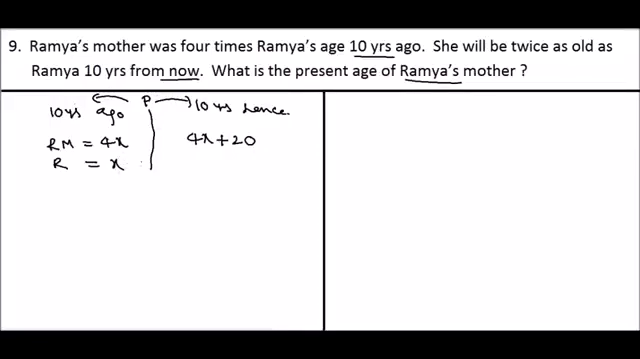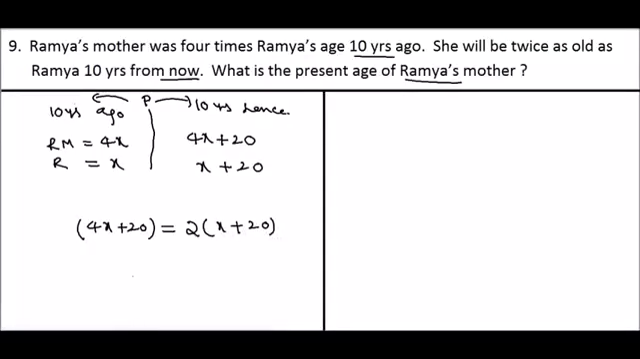Then Ramya also, at present x plus 10. Then 10 years later, it should be x plus 20. What is the equation now? 10 years later, from today, Ramya's mother will become twice as old as Ramya's age then. After 10 years, what does it mean? 4x plus 20, Ramya's mother after 10 years, is equal to 2 times Ramya after 10 years.